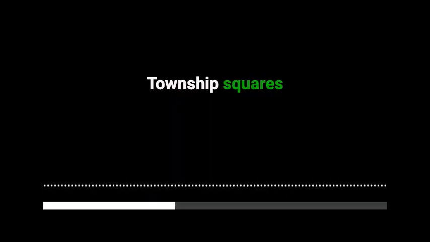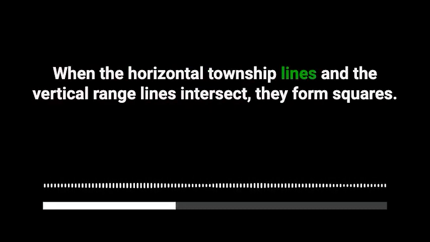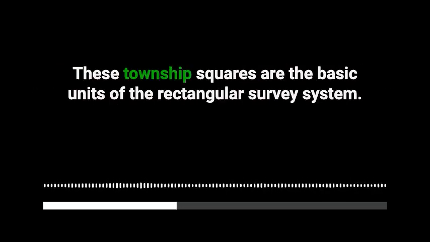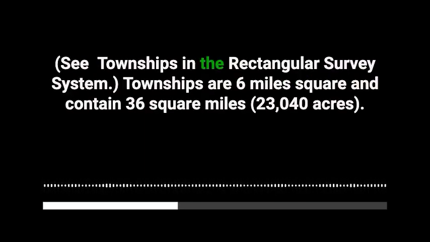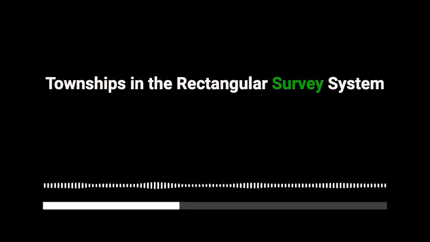Township squares. When the horizontal township lines and the vertical range lines intersect, they form squares. These township squares are the basic units of the rectangular survey system. Townships are 6 miles square and contain 36 square miles. Townships in the rectangular survey system.